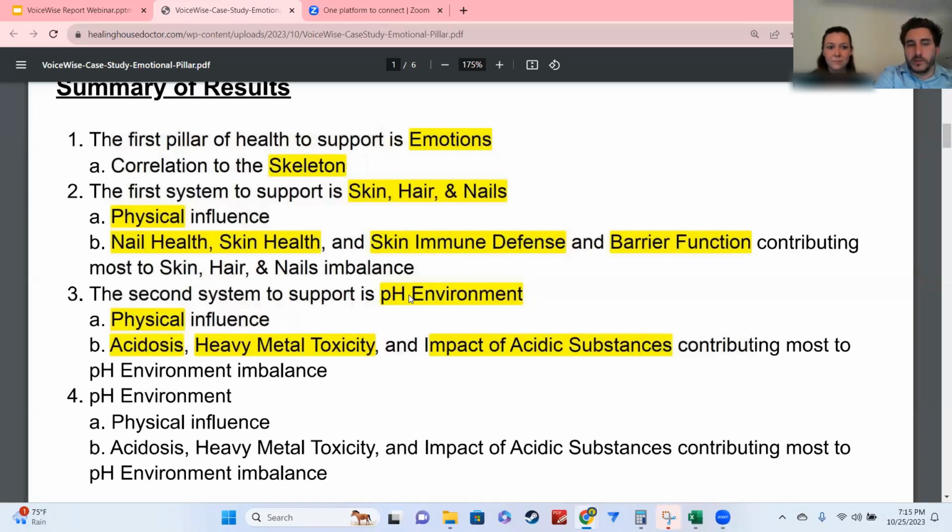So that's just a preliminary thought, but we go through all these different things. We go through the different pillars. We go through different organs and systems. We also go through the pH environment. And then we also connect different dots to a physical influence, an emotional influence. And then later on, you'll also see dynamic parts of it being chronic or acute.